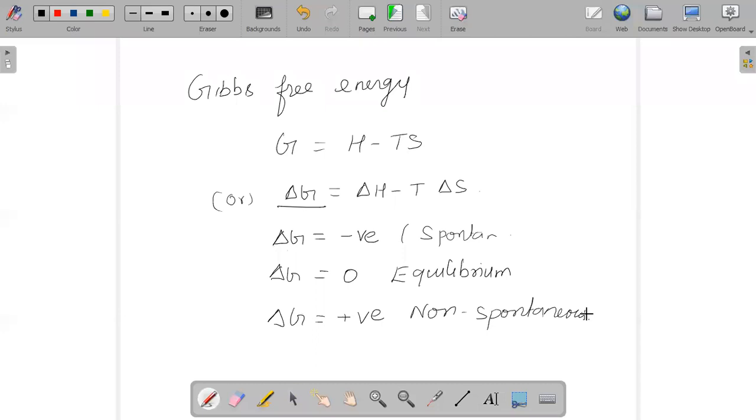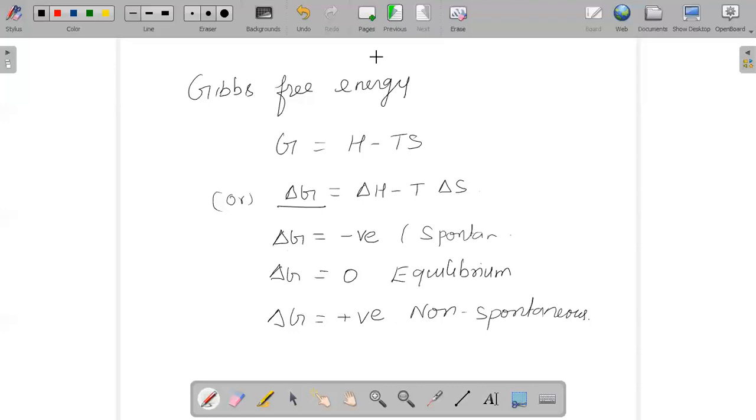At absolute zero, the entropy of a perfect crystal will be zero. So we can say that there are certain substances which possess certain entropy even at absolute zero, and when a substance possesses entropy at absolute zero, it is called residual entropy. So by this, the concept of thermodynamics comes to an end.